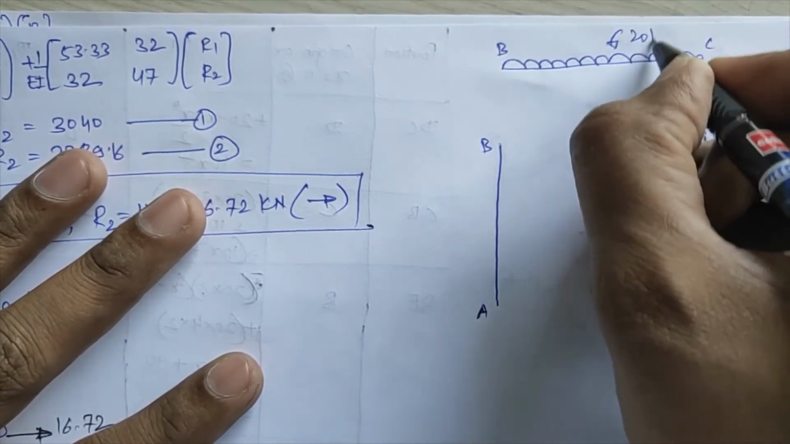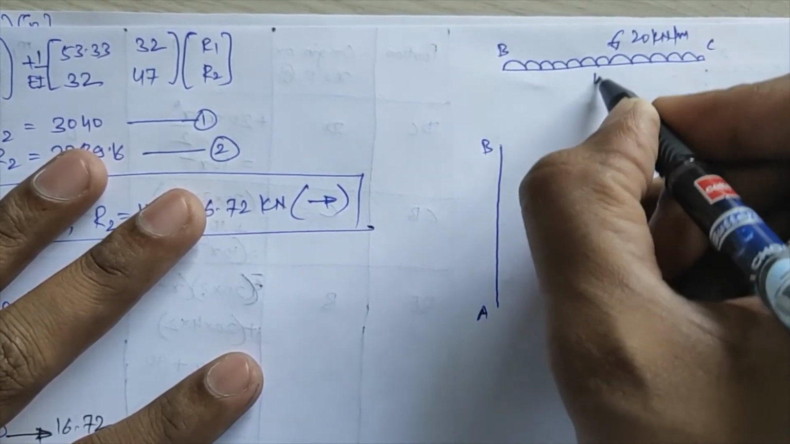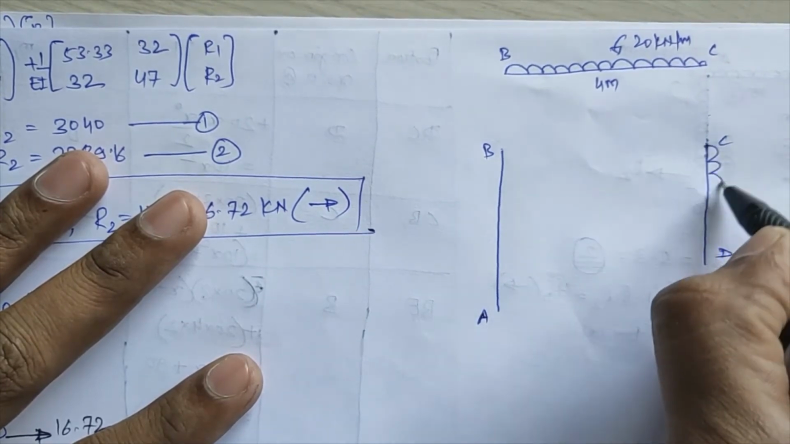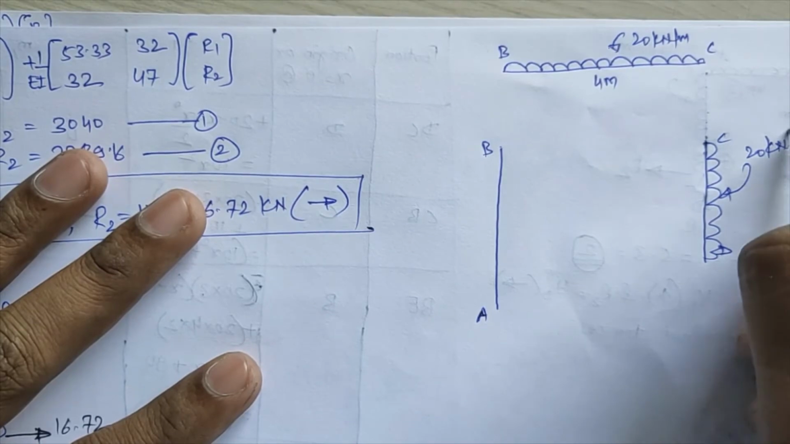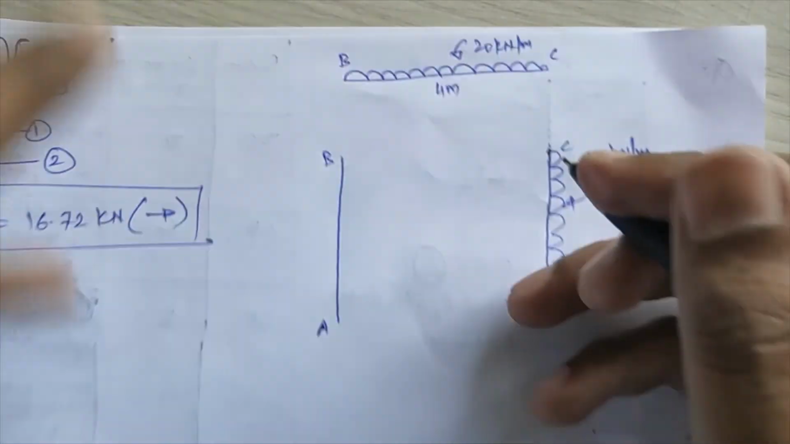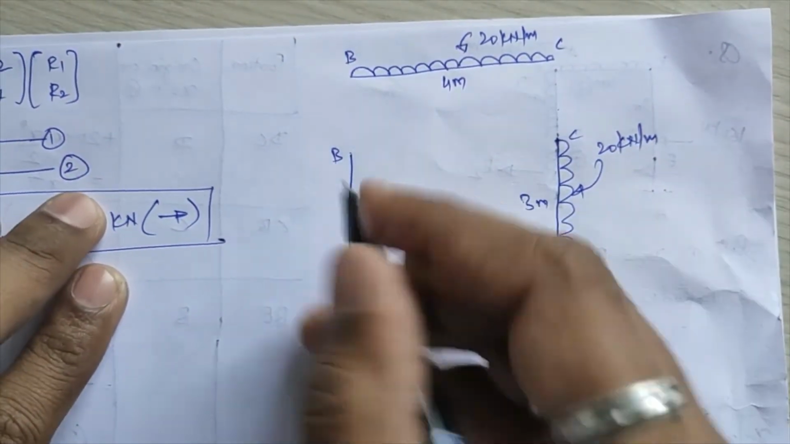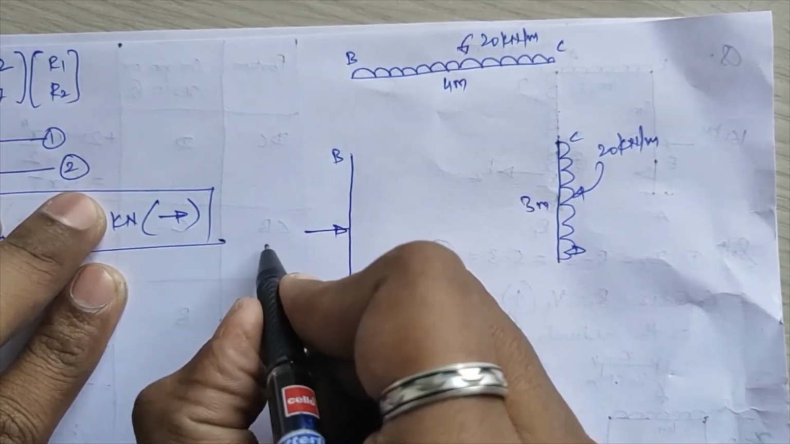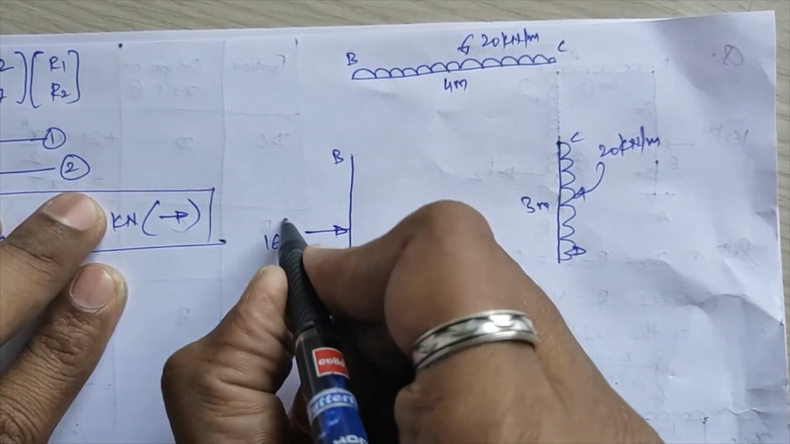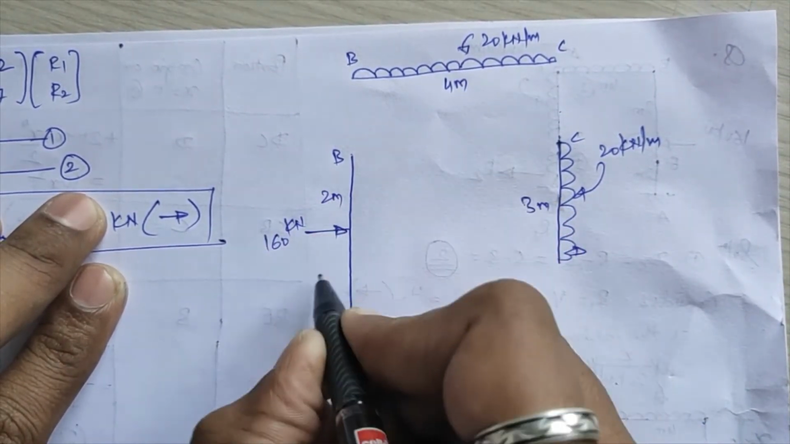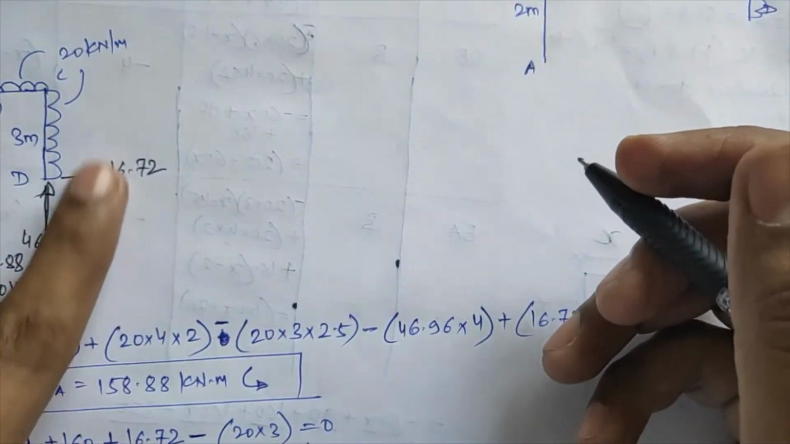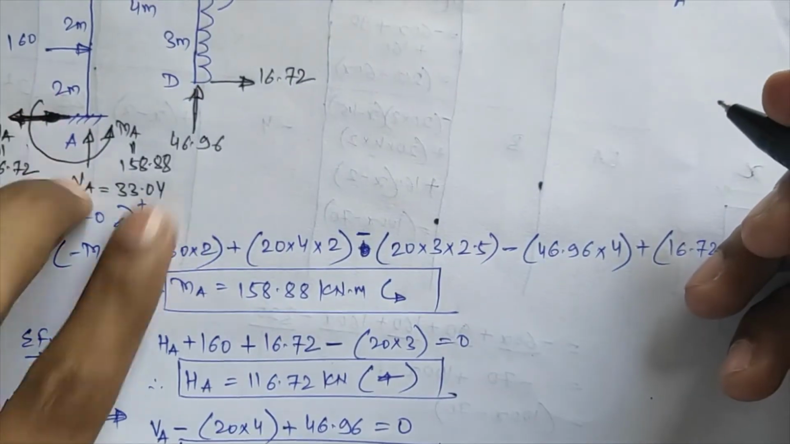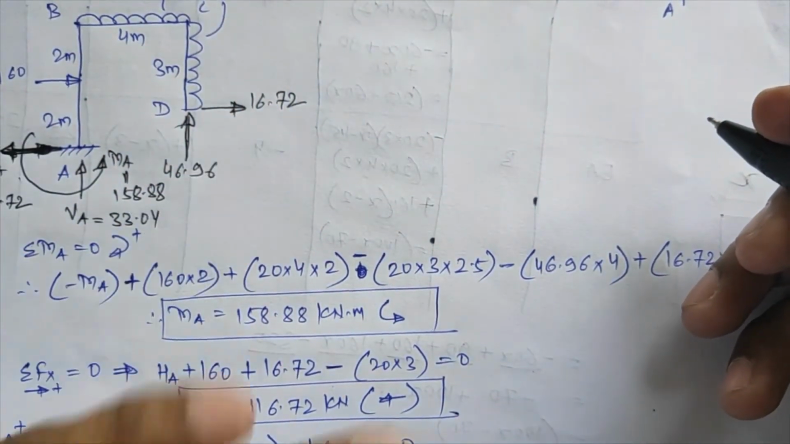This is 20 kilonewton per meter and 4 meter. This is again 20 kilonewton per meter and the length is 3 meter, and here I have a point load of 160 kilonewton, 2 meters and 2 meters over there. Okay, along with this I'll show the obtained reactions to you, right? So all these 3 plus 2, 5 reactions I'll show here.